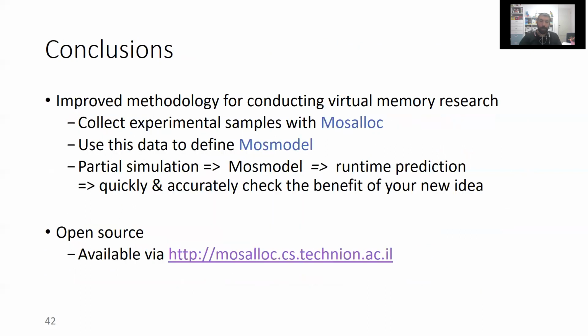To conclude, in this work, we developed an improved methodology for evaluating newly suggested virtual memory designs. To use this methodology, you should first collect experimental samples with Mosalloc and use them to build Mosmodel. Then you should use Mosmodel to predict the runtime, given the output of the partial simulation that implements your new idea. This would allow you to quickly and accurately assess the benefit of your idea.